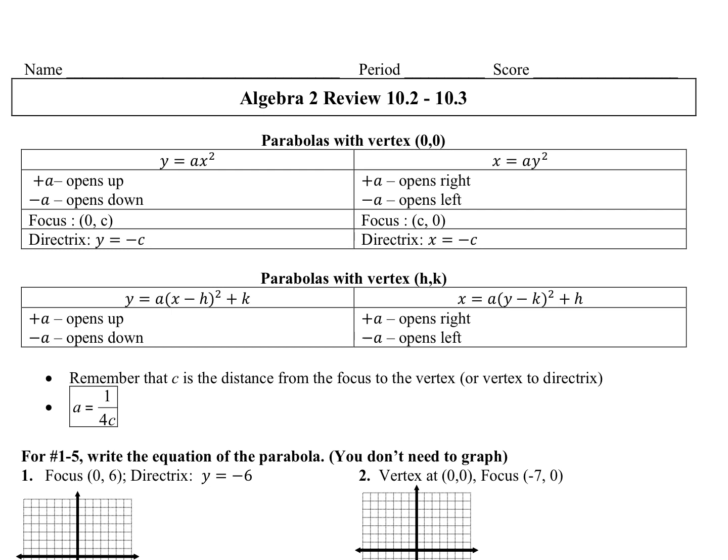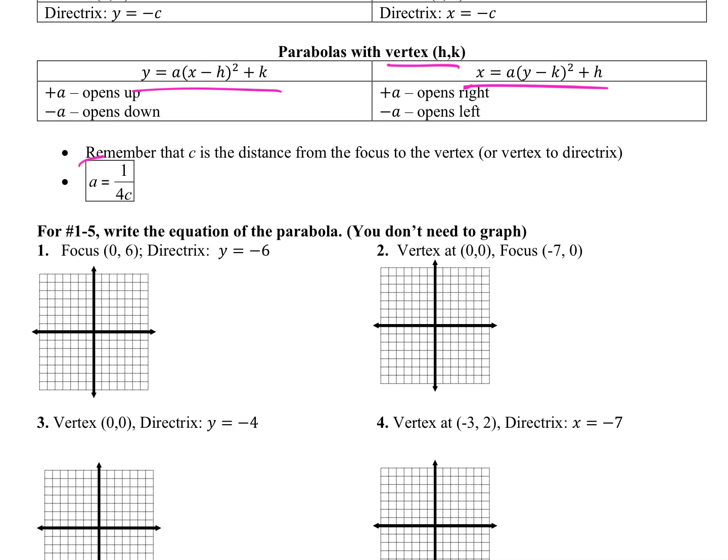Two different types of parabolas, right? Vertex at 0, 0 versus vertex at h, k. Here are your equations. Like I said, they are up on the board. Just remember, positive means open up or open right. Negative means open down or open left. And then 1 over 4c. This is the one that you're going to use more than anything else. And it has to go focus. Oh, I wrote that backwards. From the vertex to the focus is how you want to think about it.